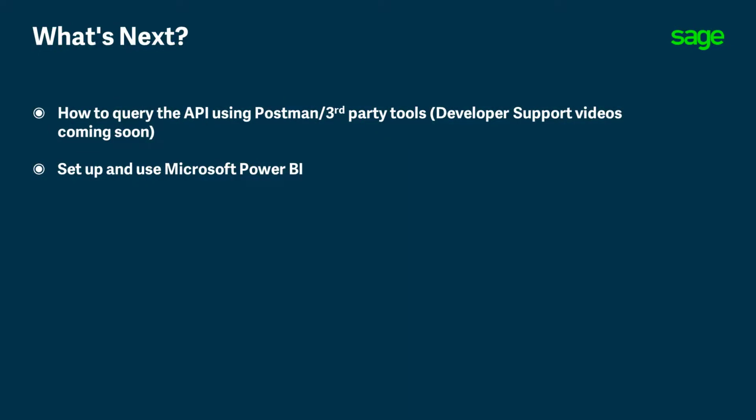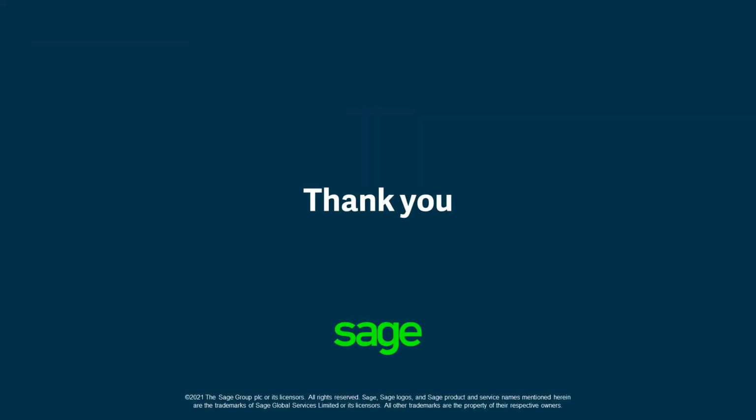So that concludes this video on Microsoft Power Automate, setting up the demonstration flow and editing them. What you can have a look at next is how to query the API using Postman or other third-party tools. They'll be provided by our developer support team, as well as setting up and using Microsoft Power BI. Thanks for watching this video.